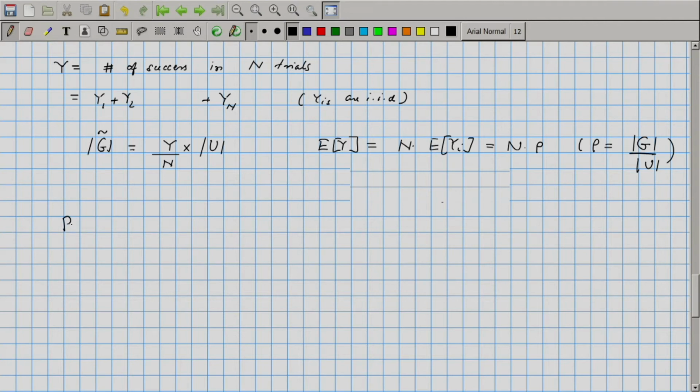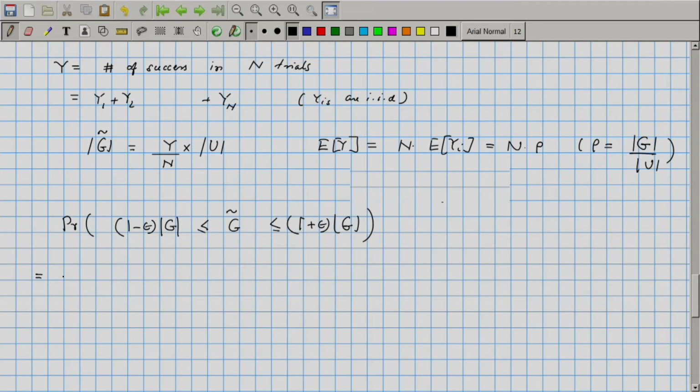The probability that, let us call the estimate g tilde, lies between 1 minus epsilon times g and 1 plus epsilon times g. This is the probability that we need to estimate. And then we want this probability to be greater than 1 minus delta, that means the failure probability is going to be delta, and for that what should be the n, that is what we will compute.